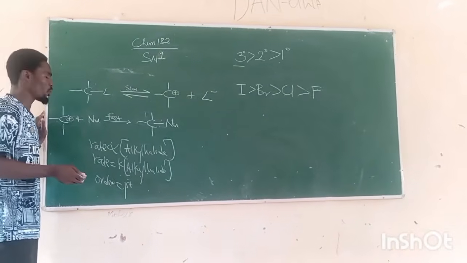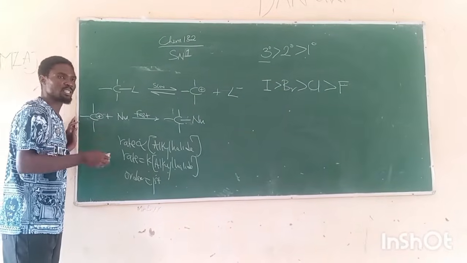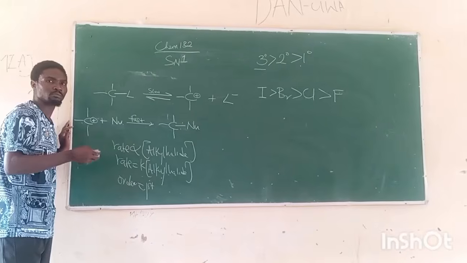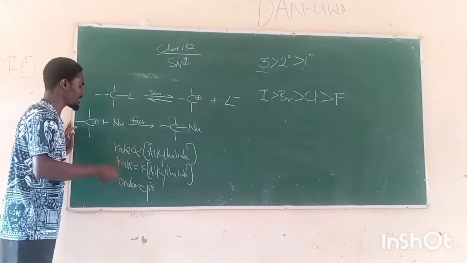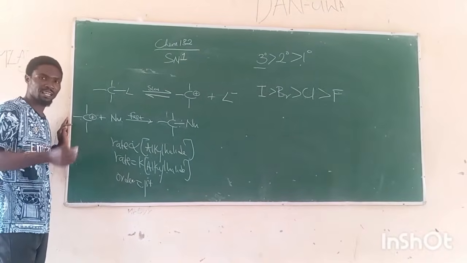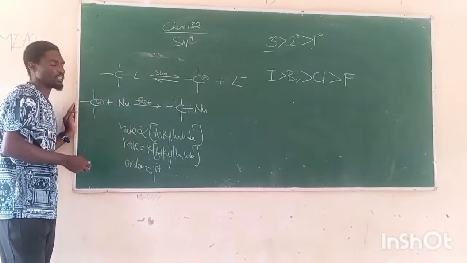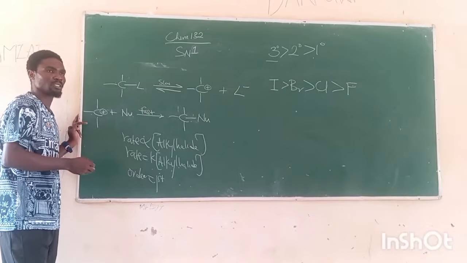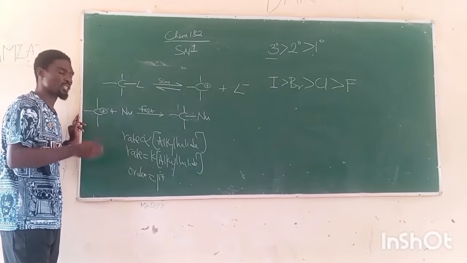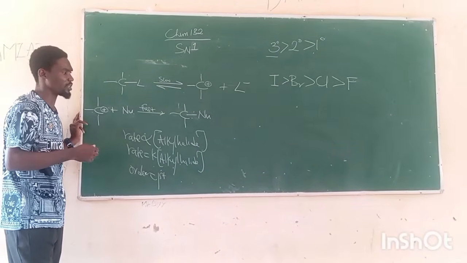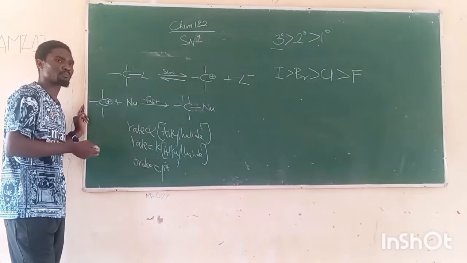Now, the last factor we're going to be talking about is the solvent effect. A poor nucleophile will be favored by a polar protic solvent. Let me use the term protic polar solvent. The SN1 reaction is going to be favored when the poor nucleophile is in a protic polar solvent. So it's going to aid the reaction, and we'll explain what a protic polar solvent is.